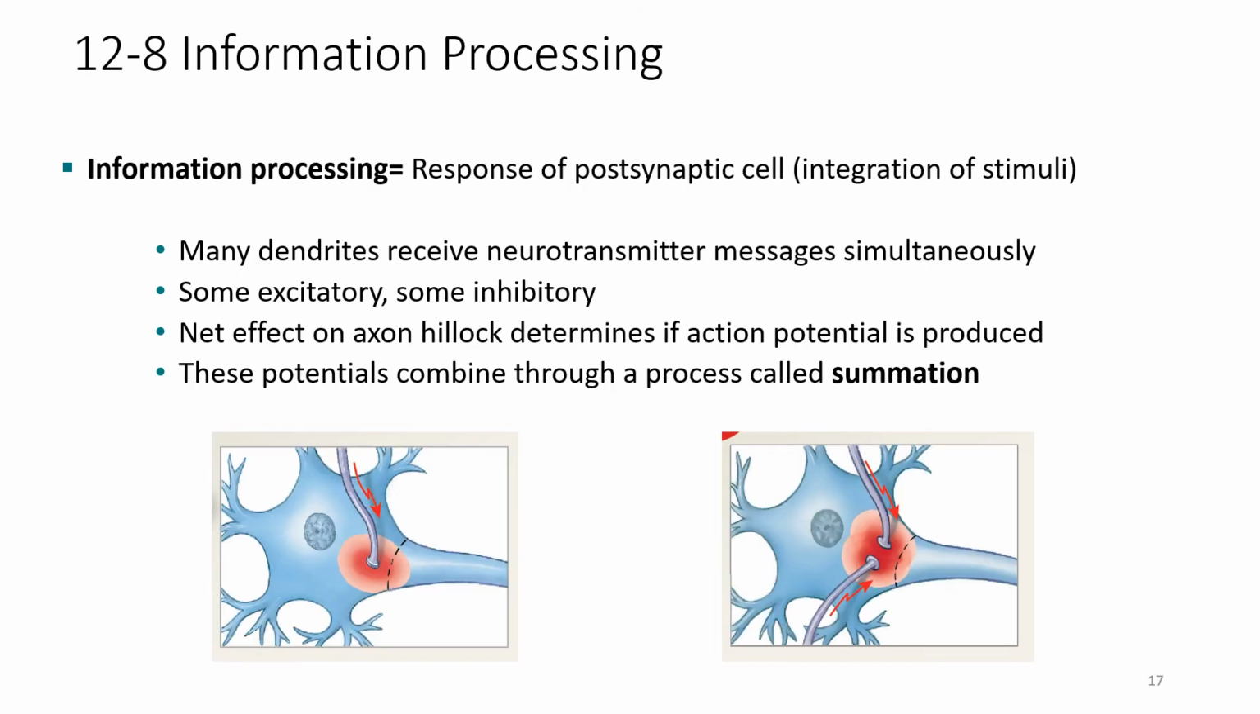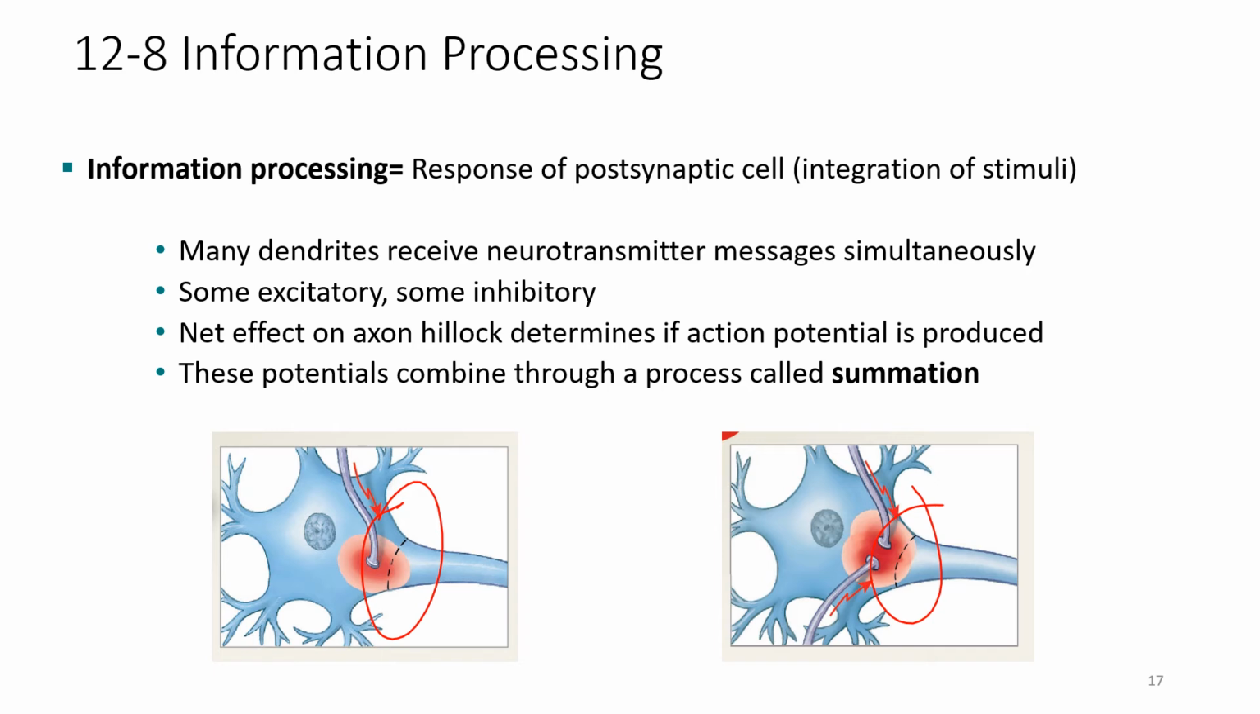So how does our neuron process all this information it's receiving? What is it going to do with it? We can have one neuron that is receiving both excitatory neurotransmitters as well as inhibitory neurotransmitters at the same time. So how does it respond? Well, the net effect on the membrane potential of the cell body, the axon hillock in particular, is going to determine if an action potential is produced at that neuron.